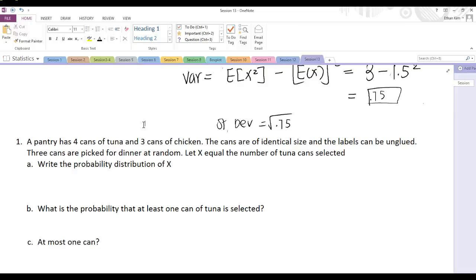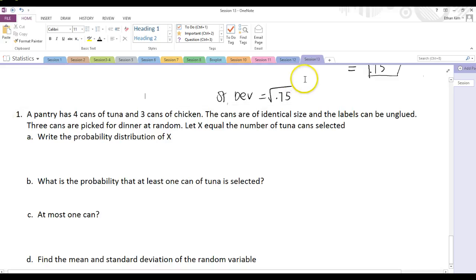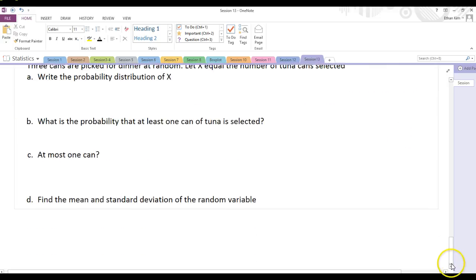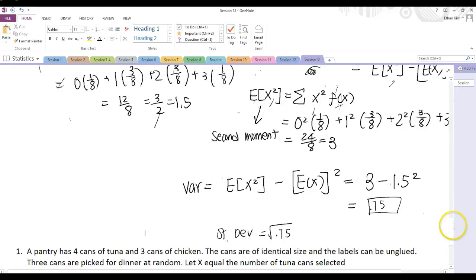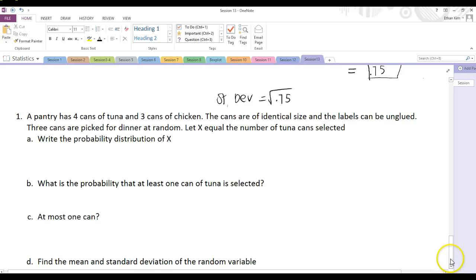Okay, so we will go over the class activity questions now. And this is the first question. A pantry has 4 cans of tuna, 3 cans of chicken. The cans are of identical size and the labels can be unglued. 3 cans are picked for dinner at random. Let x equal the number of tuna cans selected, right? And you were supposed to find the probability distribution of x.